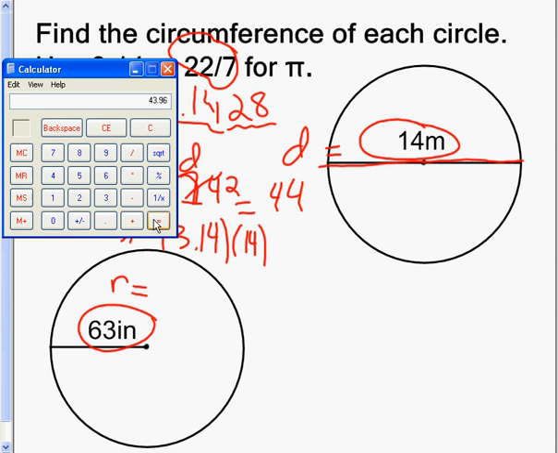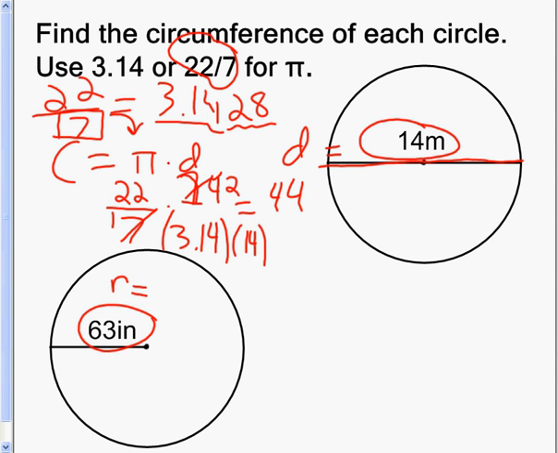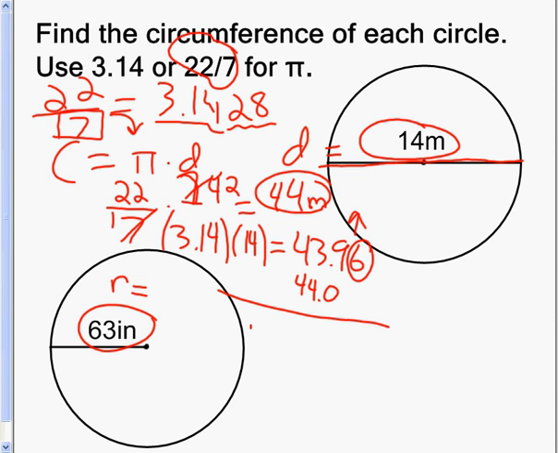We would have gotten 43.96, which we would have ended up rounding to 44. That would have ended up rounding to 44.0. So this is still an acceptable answer. We do need our label of meters. Next, on to 63. So we have radius equals 63.